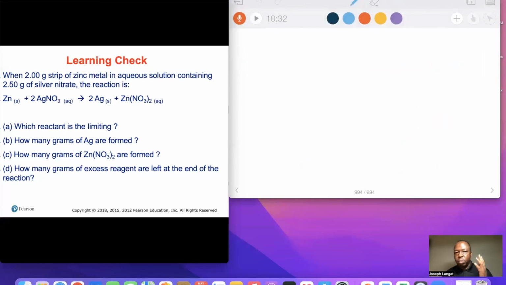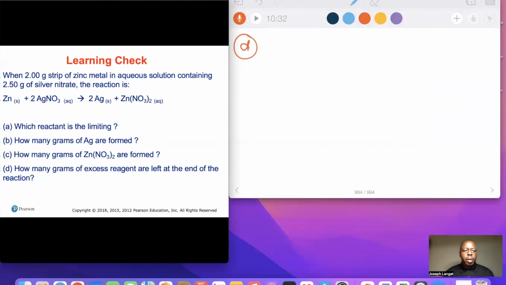The question will be straightforward, saying that this is an unbalanced equation. So you need to balance first before you proceed with the question on the limiting reactant. Let's see the last part, which is D here.